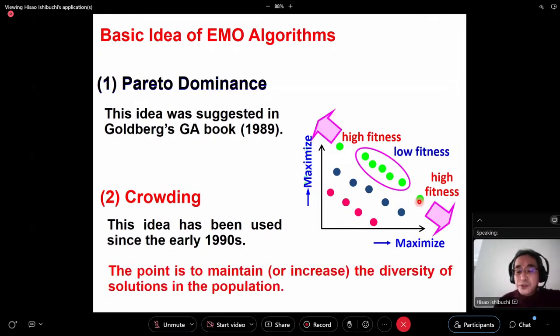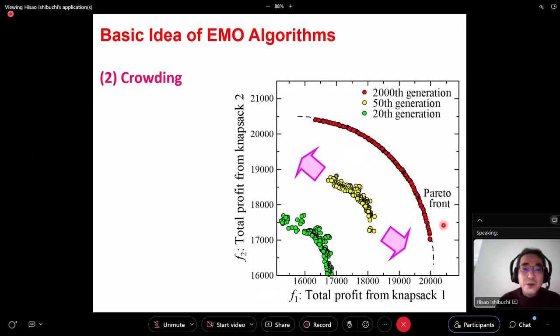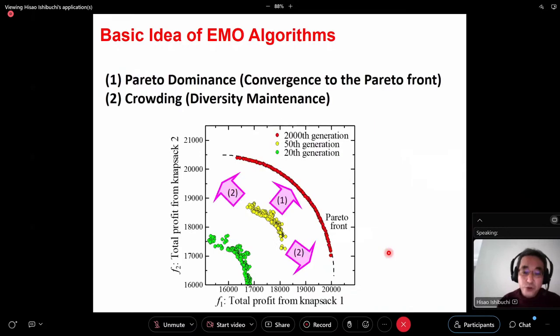This is to increase the diversity. Since these two solutions have higher fitness values, many children are generated around these two solutions. Then we can increase the diversity of solutions. So crowding is to increase the diversity of solutions. Now we have two different mechanisms: to push the population towards the Pareto front and to increase the diversity of solutions.